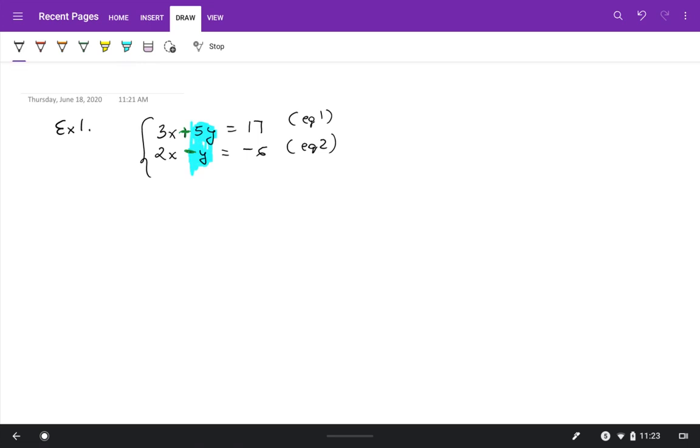So what we're going to do now, we're going to multiply equation 2 by 5, so we can create the opposite of 5y, which will be negative 5y.